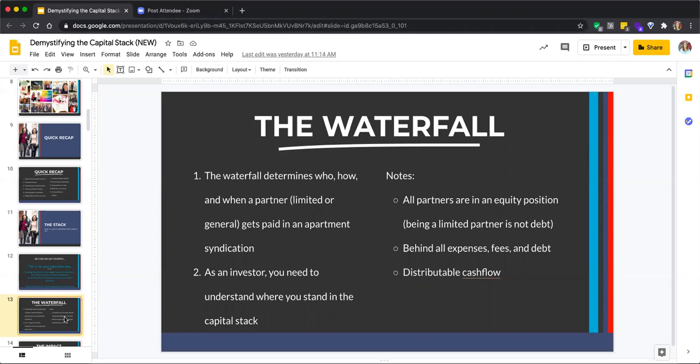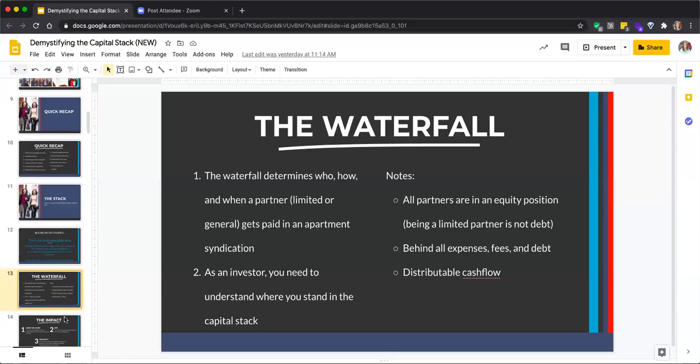But a limited partner is exactly that. They're a partner, and they take an equity position in the project, okay? So any sort of returns paid to the limited partner and to the general partner is behind all expenses, fees, and debts being paid. Essentially, it's the distributable cash flow of the project. Okay, very important for us to keep in mind that concept as we move through the stack.